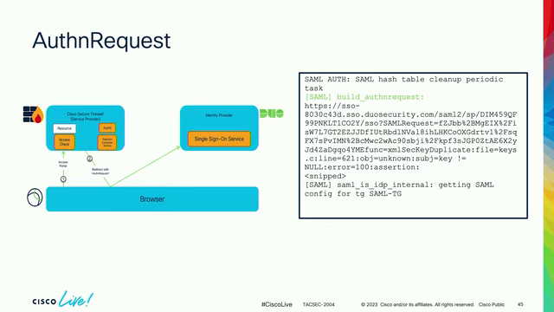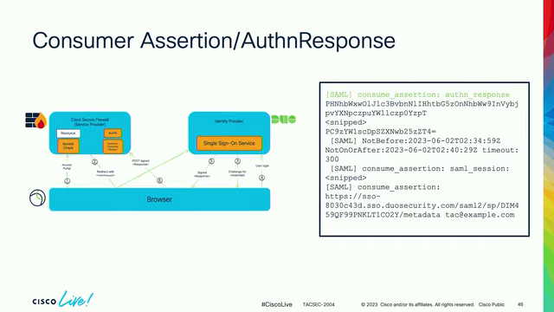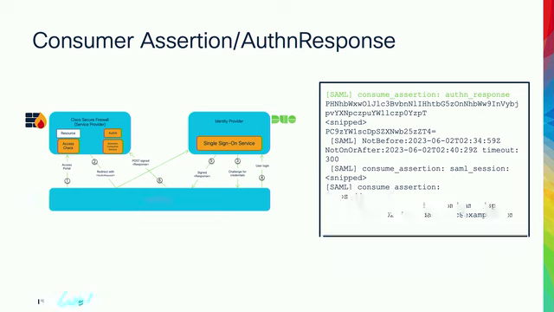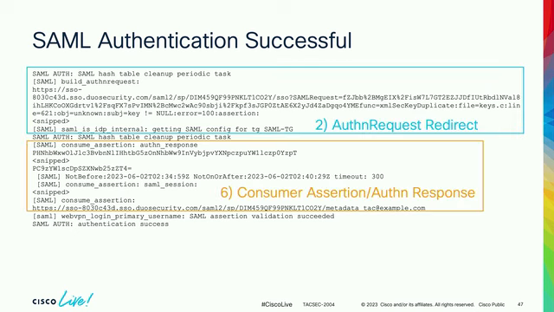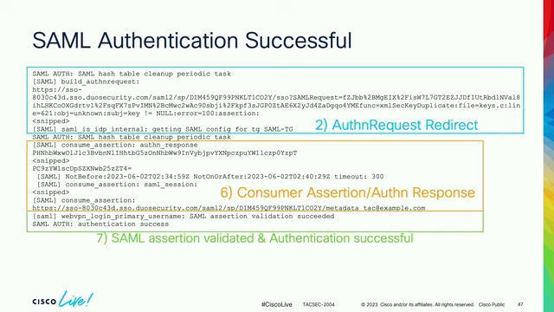And we have here the diagram, and since we're putting the debugs on the service provider, we're going to see that we are building an authentication request that is going to be redirected to the identity provider. Similarly, we are going to collect information when the identity provider sends out the customer assertion or the authentication response back to us, to the service provider. This is the whole output of the SAML authentication. And we can see here that at the end, we will have an authentication successful.